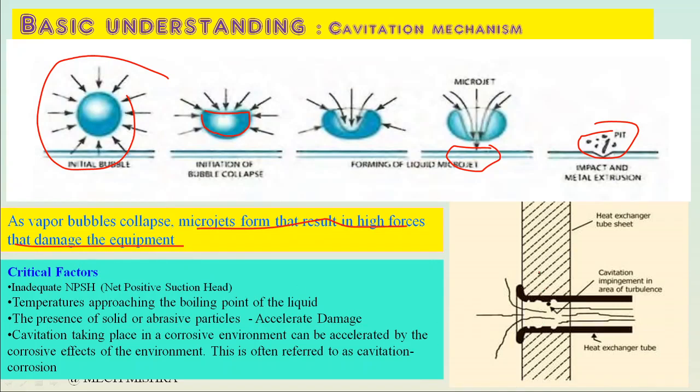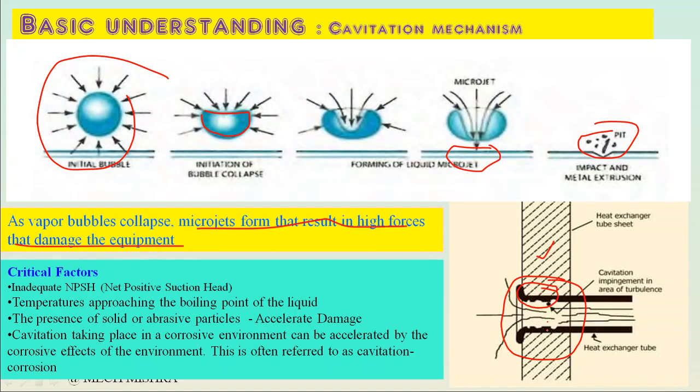Here in the exchanger, this is my tube sheet and this is the tube. When there is a sudden change in the flow pattern, a sudden restriction, there are chances of bubble formation in this area. The bubbles will directly form here and impinge here. So, cavitation impingement in the area of turbulence. Here turbulence will be high, and the cavitation, bubble formation and collapse will be high. So here also there are chances of cavitation to happen.